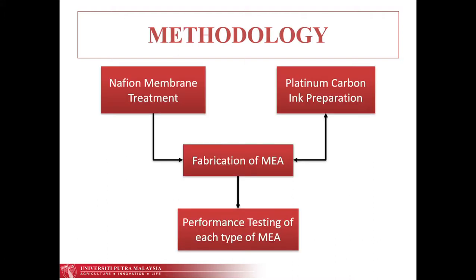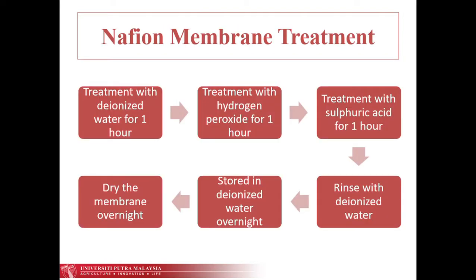So the methodology is divided into 4 parts. The first one is the membrane treatment. Next one is the platinum carbon incorporation, followed by fabrication of membrane electrode assembly. The last one is the performance testing of each type of MEA on reversible fuel cell. The first one is the membrane treatment. This is done to remove impurities in the membrane.